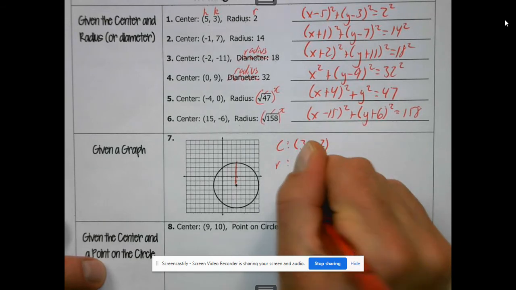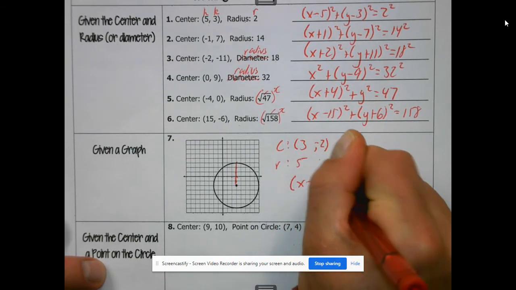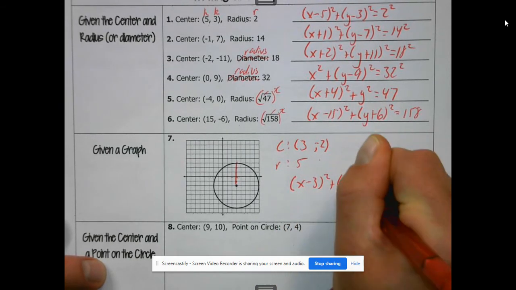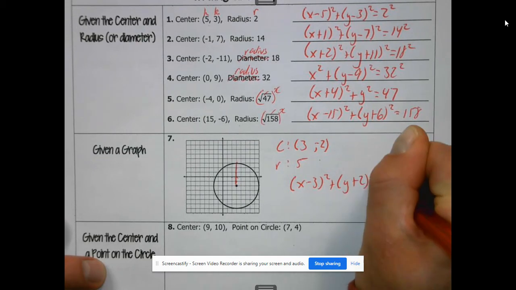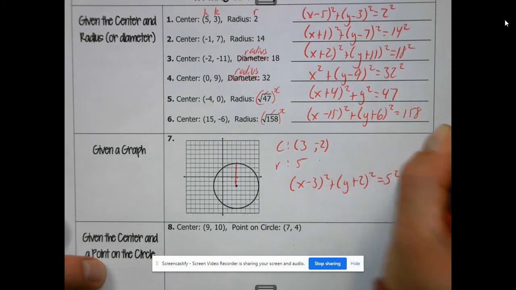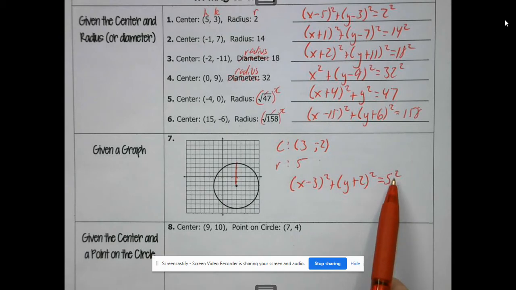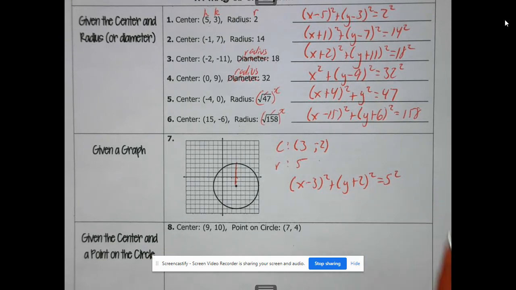So the equation, (x - 3)² + (y + 2)², because that's a negative, equals 5². Remember, you could simplify the 5 squared to be 25, but for me, this is okay.